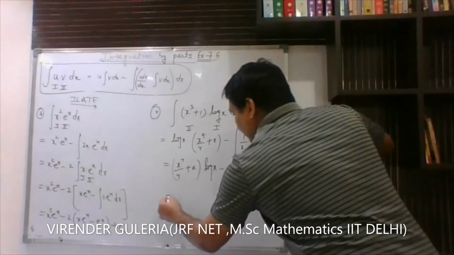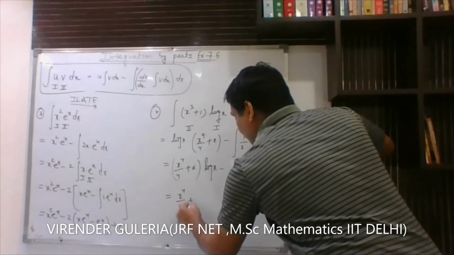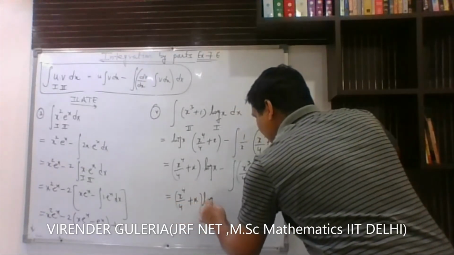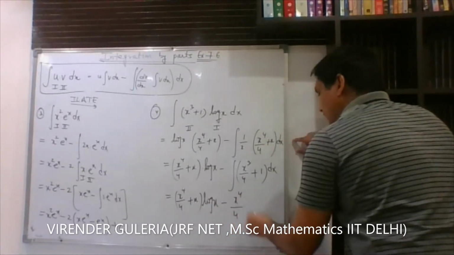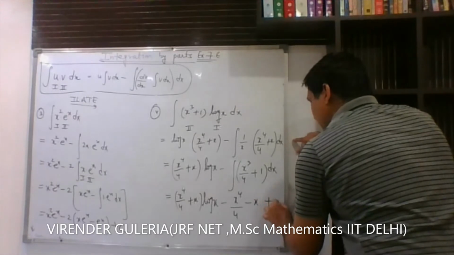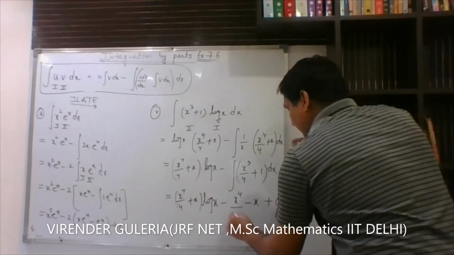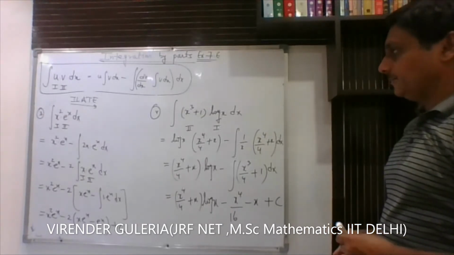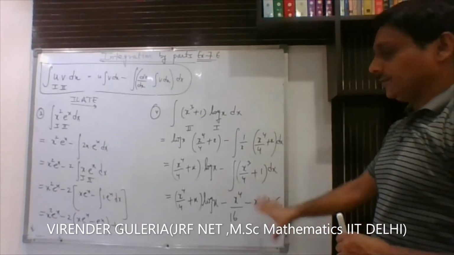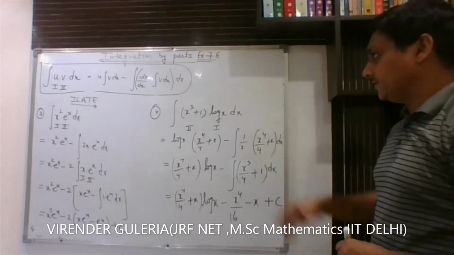Now finally we will integrate this expression. When you integrate this, it will become (x^4 upon 4 + x) log x minus (x^4 upon 16 + x) plus c. So this will be your final answer for this particular question.